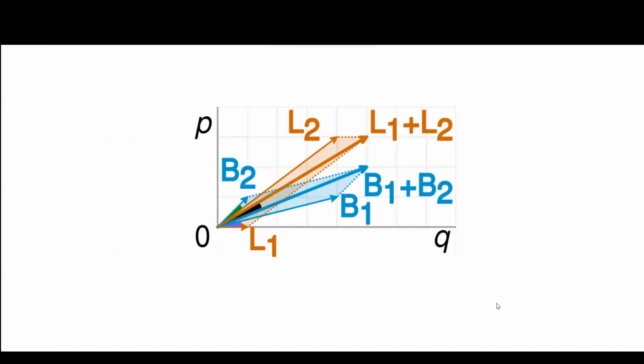So observe this very carefully. Now it's very simple. Observe that here B2 is greater than L2, and here B1 is greater than L1. This is B1, this is L1. But combined, L1 plus L2 is greater than B1 plus B2. This is a diagram. It's really simple.